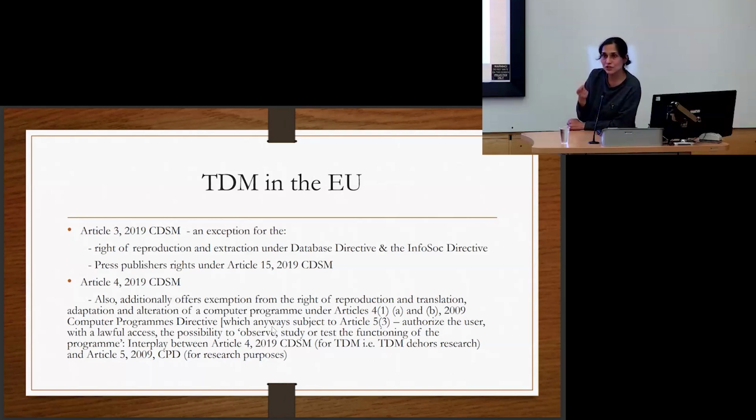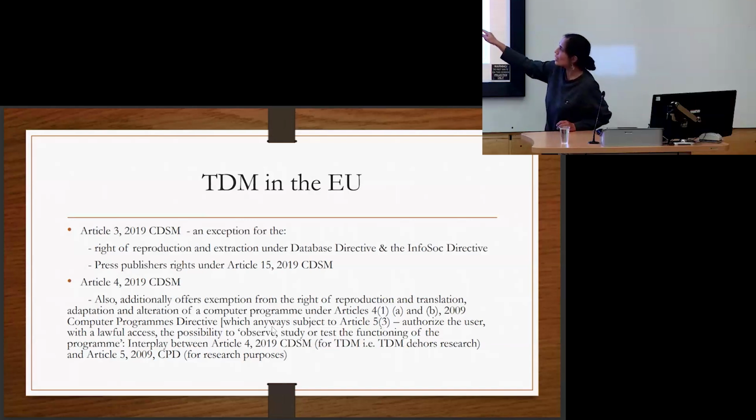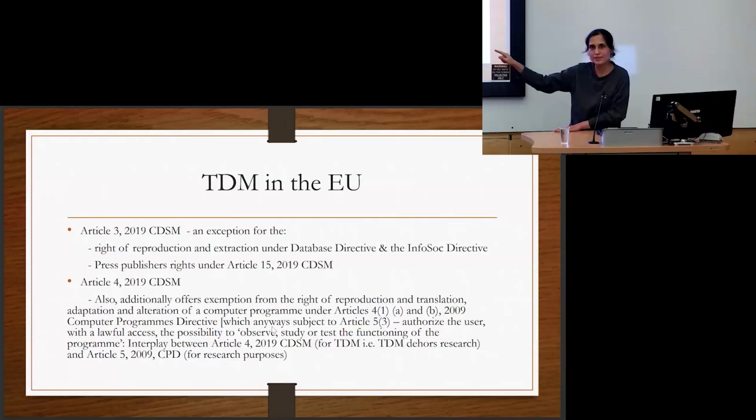And when we follow the language of the articles, Article 4(1)(a) and (b) of the 2009 Computer Programs Directive offers me a right of reproduction, adaptation, and alteration to the computer programs, right? What Article 5.3 of the Computer Programs Directive offers me is a derogation, as a user with lawful access, to observe, study, or test the functioning of the program, right? So the Computer Programs Directive offers me the possibility to observe, study, or test the functioning of the program.